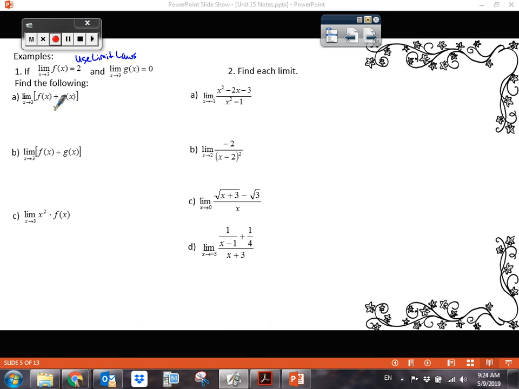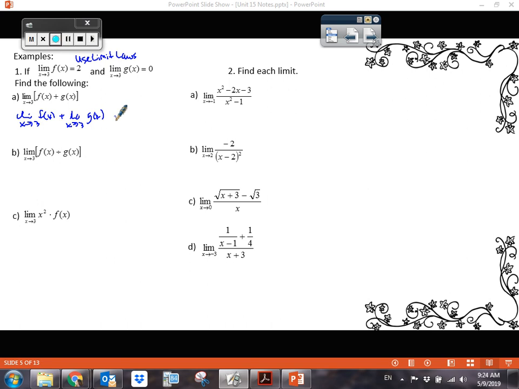This is the sum of 2 functions, and notice that we're just given some distinct points. We have no idea what the functions are. But we do know what the limits are as x goes to 3 of f and as x goes to 3 of g. So the first thing I'm going to do is rewrite this: the limit as x goes to 3 of f of x plus the limit as x goes to 3 of g of x. That's my required limit law. There we go. It's written.